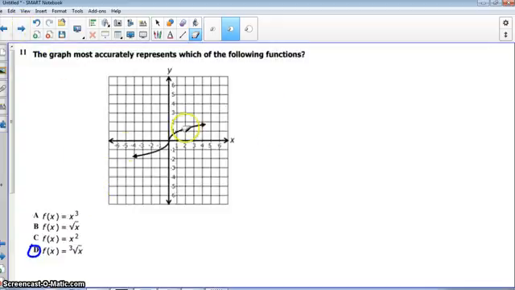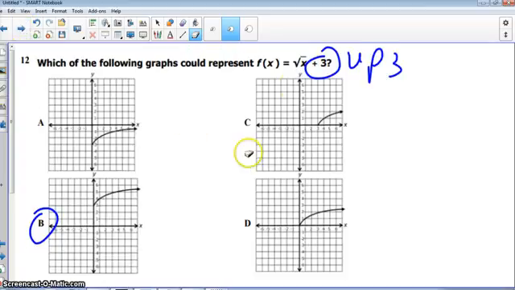Number 11, I'm not sure anybody missed this one. It's really not so tough. If you look at the different choices, x cubed would be much steeper. Square root of x would only exist off to the right because it only deals with positive numbers when you do a square root. X squared would be like a U shape, so that's not right. It's definitely D. You can graph it on your calculator and verify.